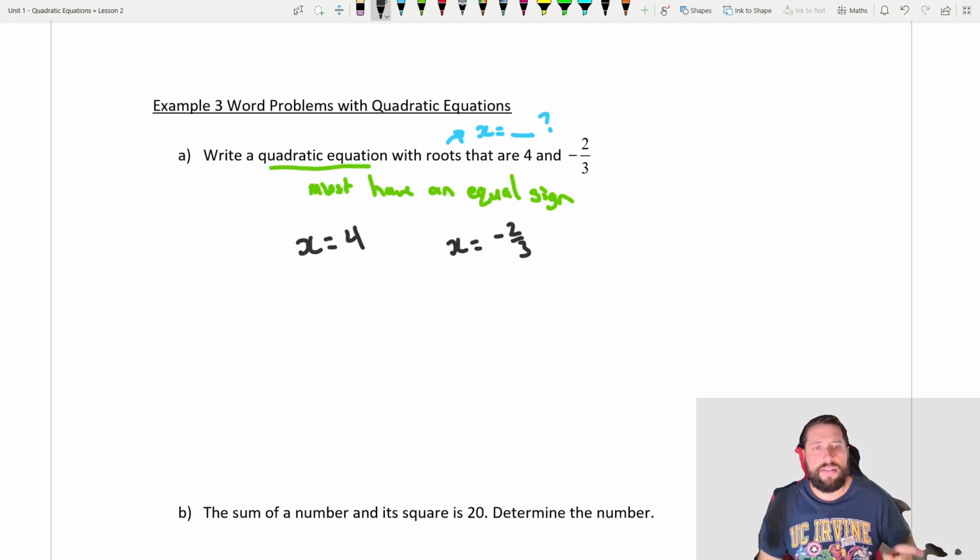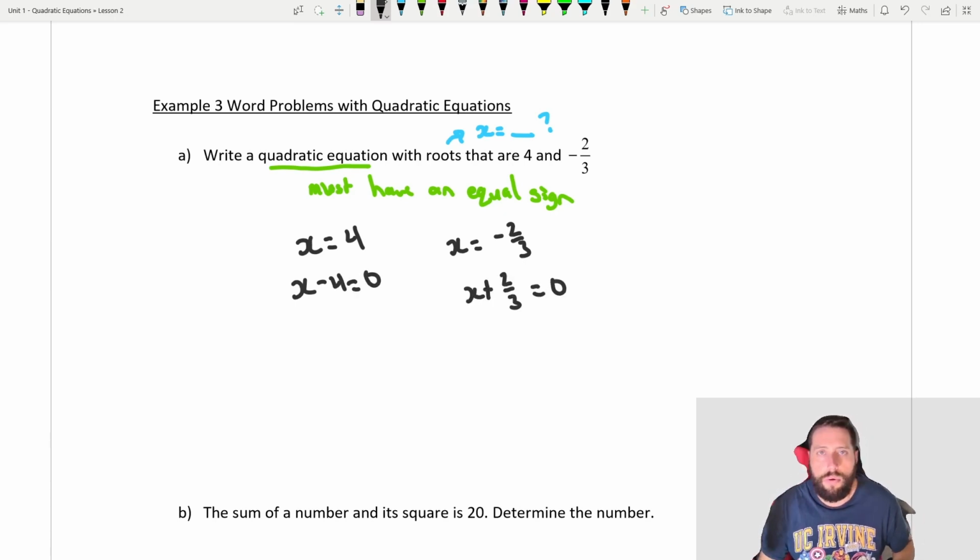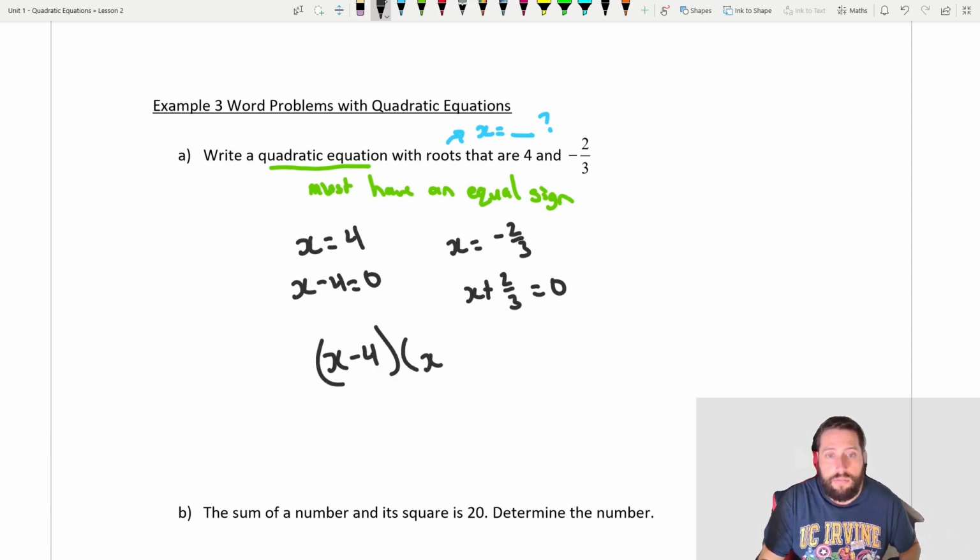Well, if that's the case, this is kind of working backwards. So if x is equal to that, that means that x minus 4 must be equal to 0, and x plus 2 over 3 must be equal to 0. Fair? Now, if that's the case, we can then multiply them together, because it still holds true. So we can say that x minus 4 multiplied by x plus 2 over 3 is equal to 0.